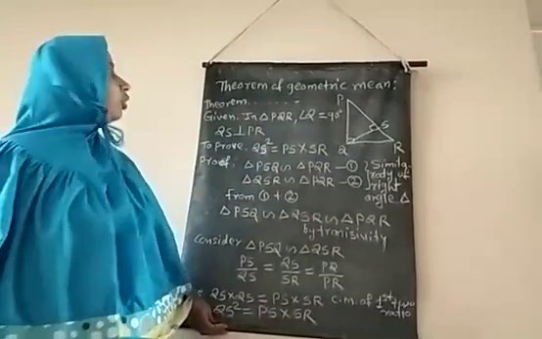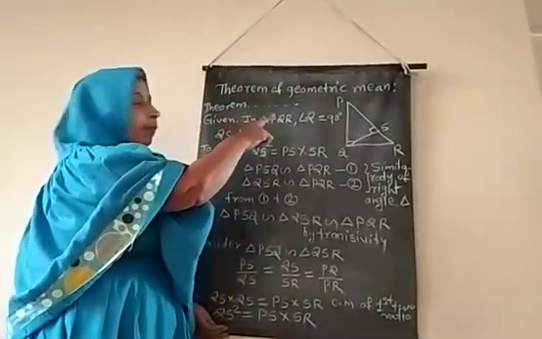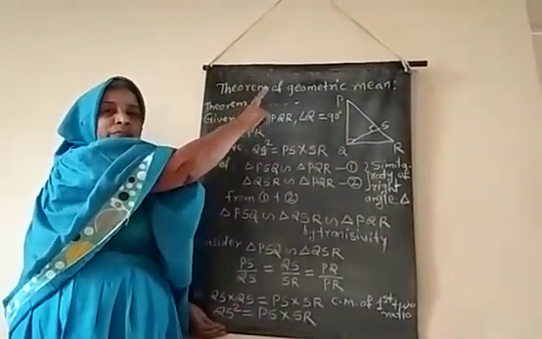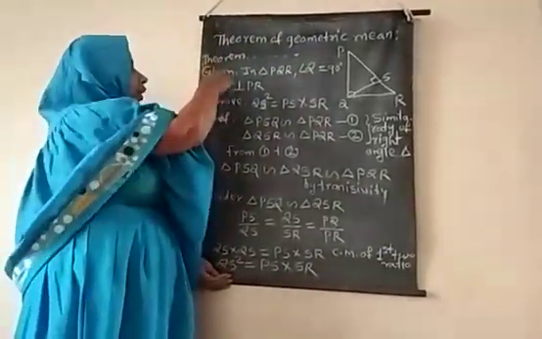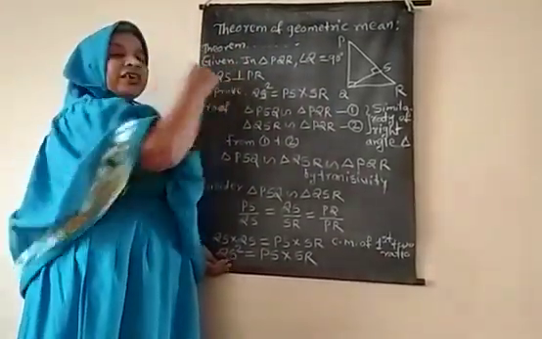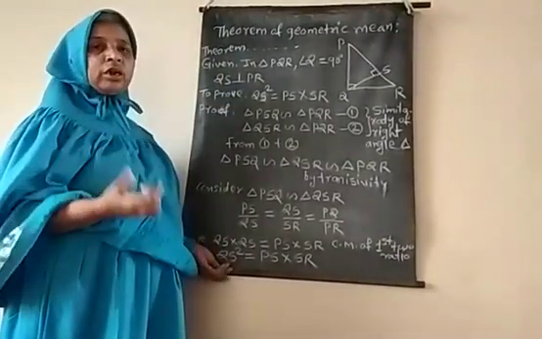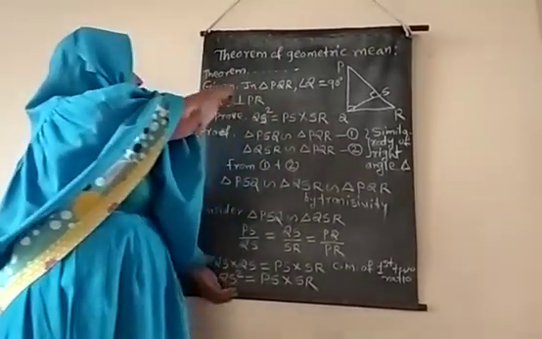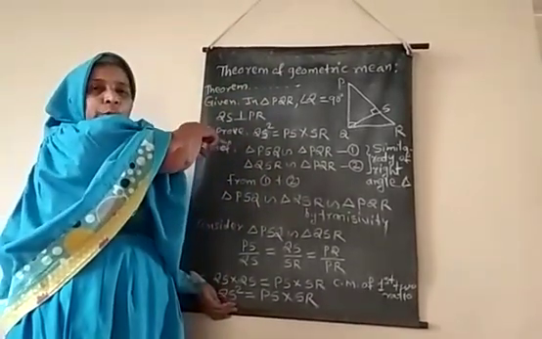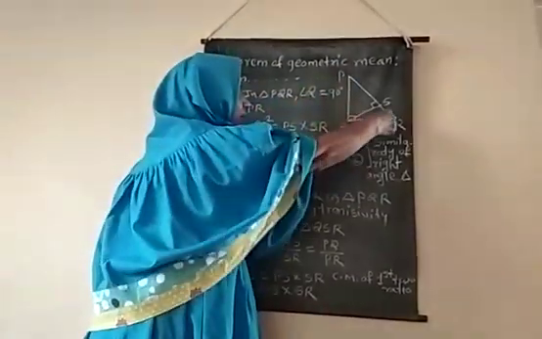So, the next theorem is the geometric mean theorem. Again, the theorem statement you write yourself from the textbook. Then, given and to prove are not given in the textbook, but if you want to write them down from the figure, you can. So I have given here the given and to prove. This is the required figure.